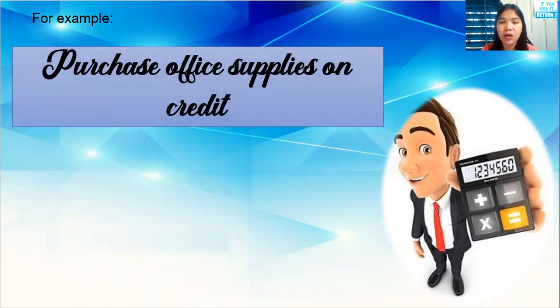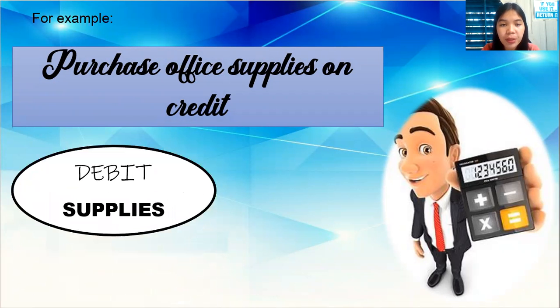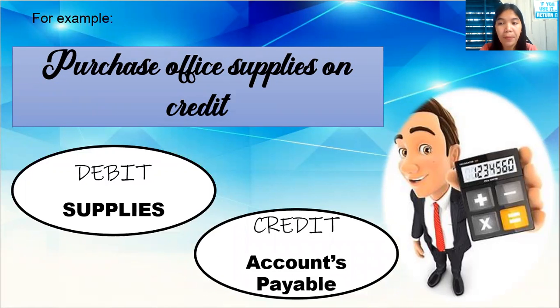Purchase office supplies on credit. On credit means that you have accounts payable. Okay, your debit is your supplies, the value that you receive. The supplies can be seen under the assets. Okay, what is our credit here? The accounts payable. We have our liability, the credit side. If you purchase supplies or whatever on credit, always your credit side is accounts payable.